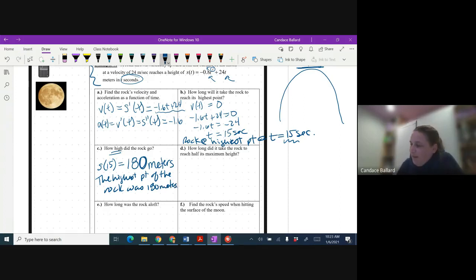Okay. Now it says, how long did it take the rock to reach half of its maximum height? Okay. So what if its maximum height was 180 meters? What was half of the maximum height? Can you tell me that in the chat? So what's half of the maximum height?